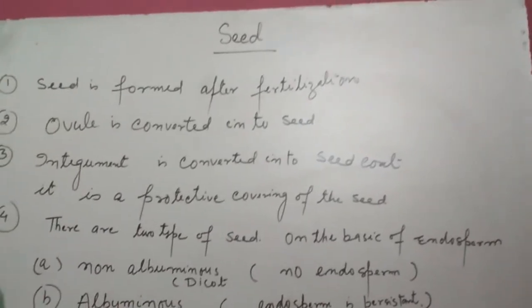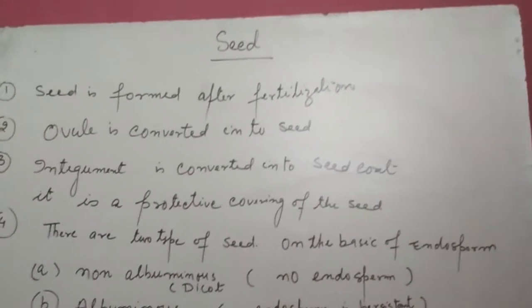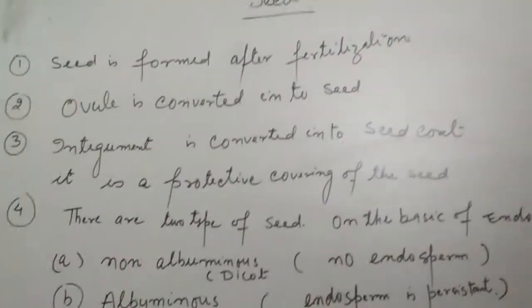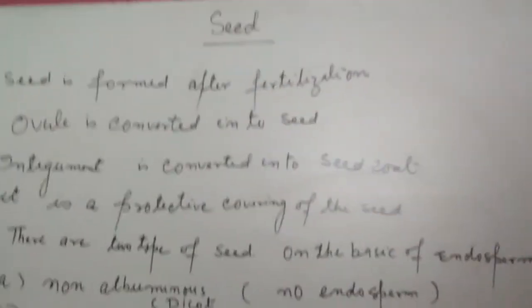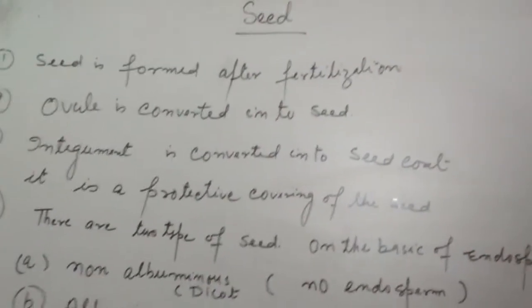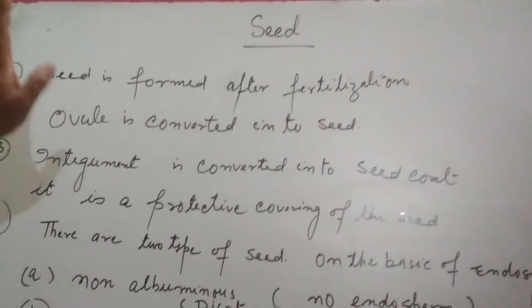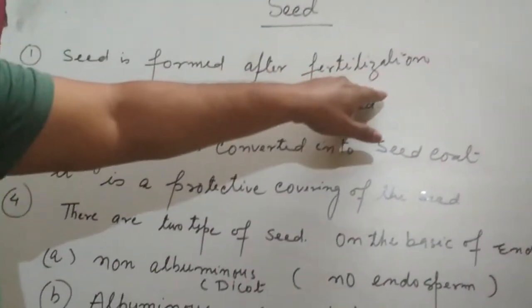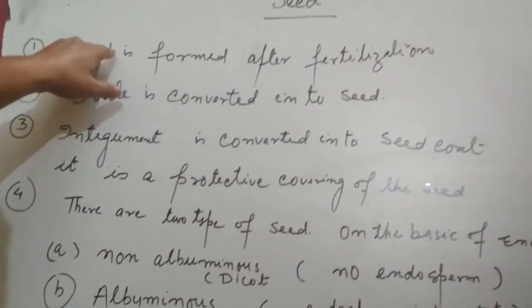So what is the seed? How can we define the seed? First of all, seed is formed after the fertilization of the egg. After the fertilization of the egg, the ovule is converted into seed. So seed is formed after fertilization.